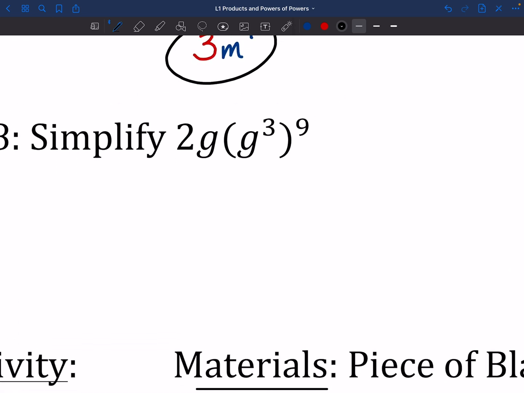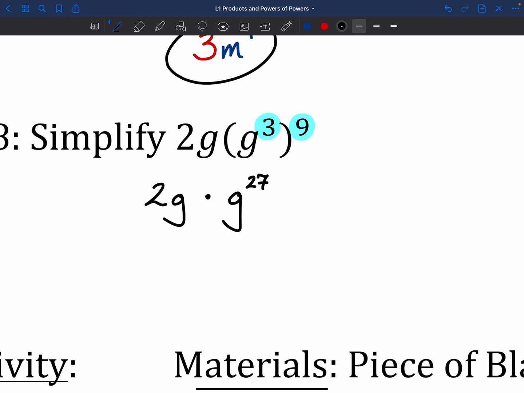If I've got 2g times, in parentheses, g to the 3rd to the 9th, we're going to approach it pretty much the same way. So again, I'm going to take 2g and just bring it down. What we're multiplying it by is whatever we get with all that parenthesis nonsense. We've got g to the 3rd to the 9th. I'm going to use my property that says I can multiply those highlighted blue things together. It's going to give me g to the 27th power.